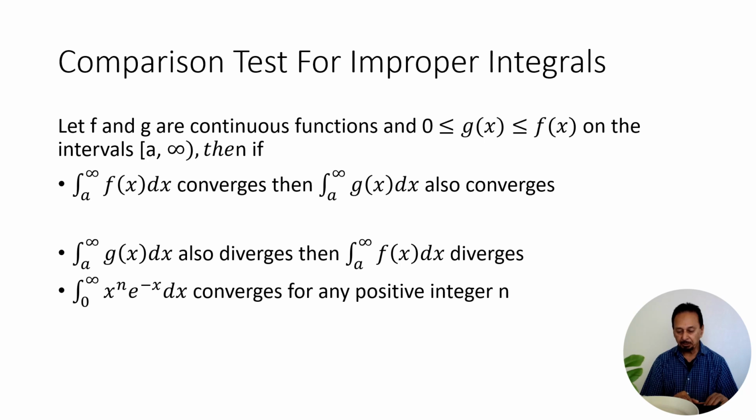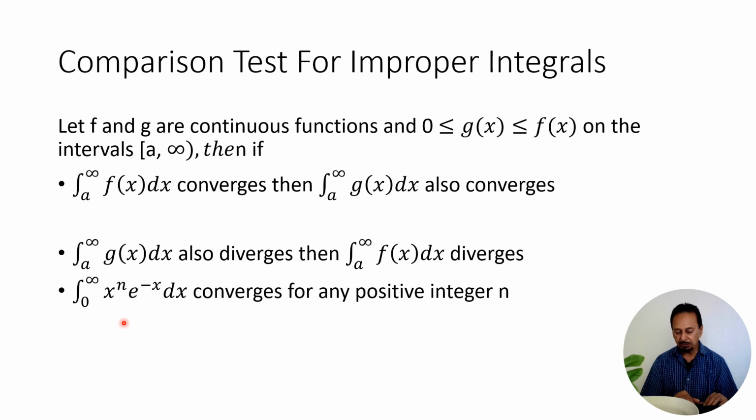Comparison test for the improper integral. We have functions f of x and g of x, and they are continuous, and g of x is less than f of x on the interval from a to infinity. Then, if the integral of f of x converges, the smaller integral also converges. If the integral of g of x, the smaller one, diverges, then the bigger one also diverges.